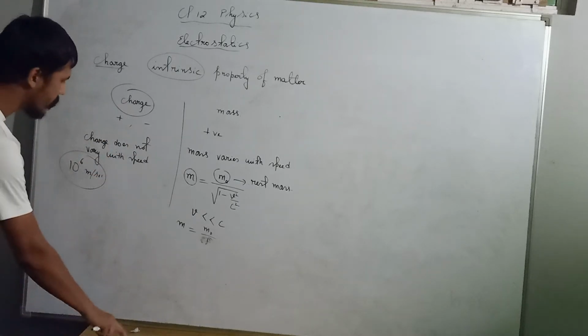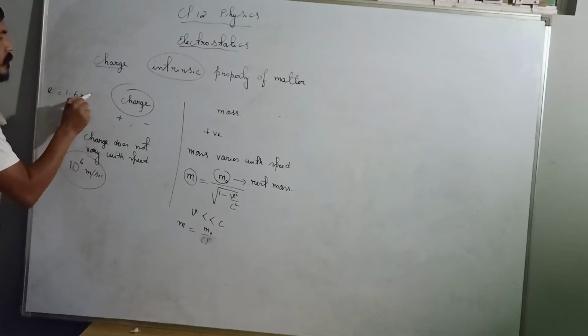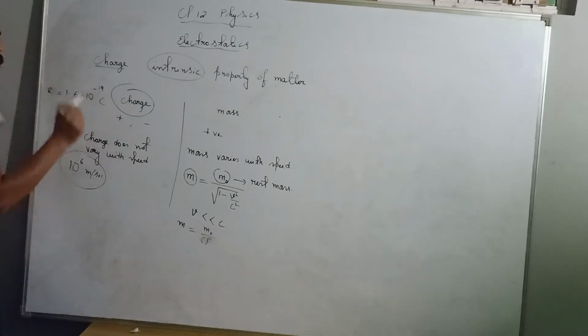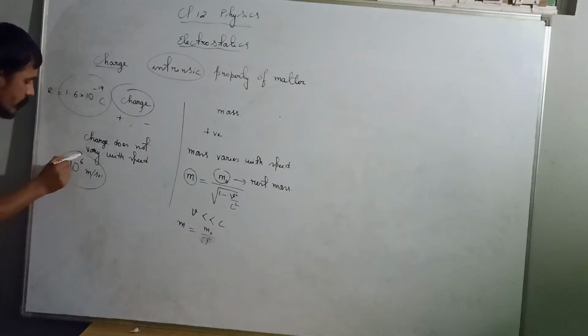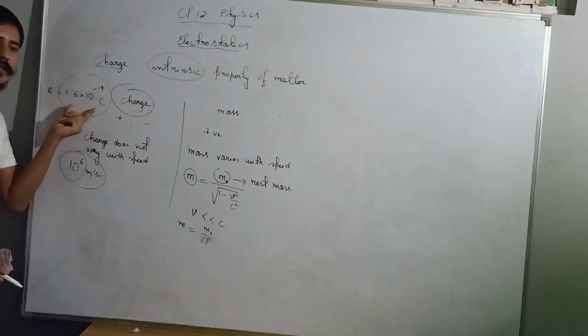Alright? Suppose the charge of an electron is 1.6 into 10 to the power minus 19 coulombs. And even though the electron is moving at this speed, its charge will always remain constant.